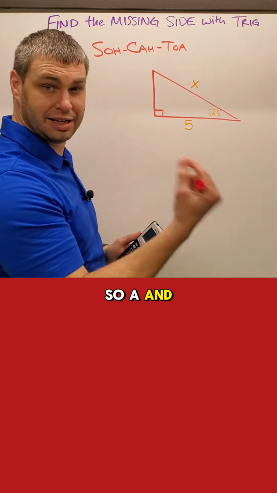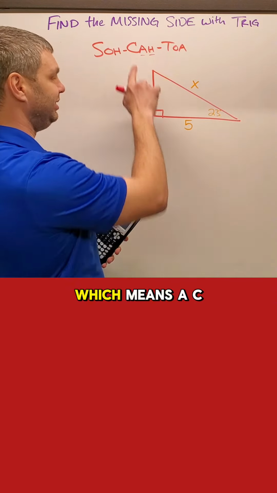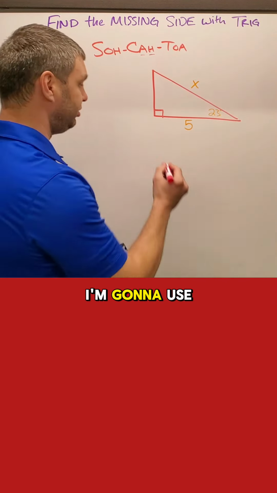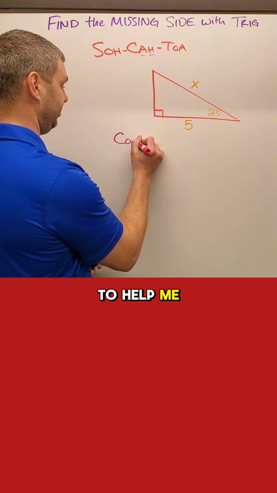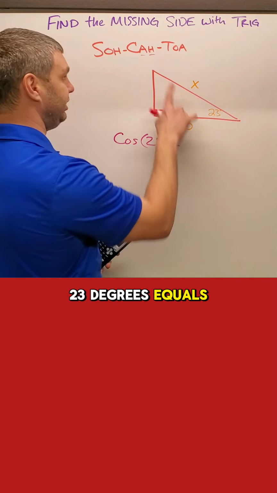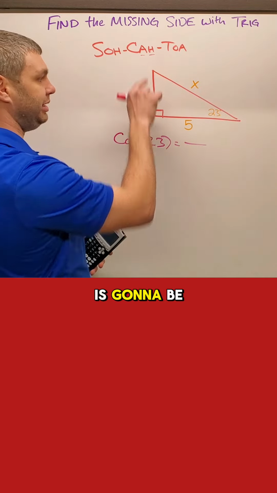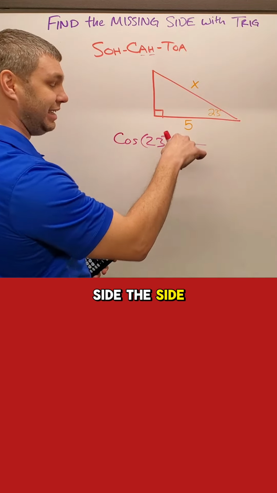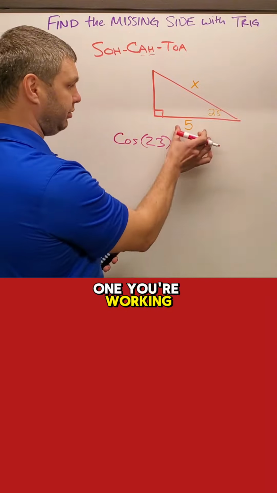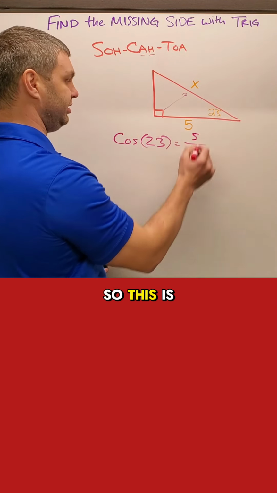So A and H are the two letters I'm using with that, which means that C is going to stand for cosine. I'm going to use a cosine equation to help me out. I'm going to say cosine of my angle, 23 degrees, equals, then the order of the letters also matters. So this is going to be a fraction. On the top of the fraction is going to be the A. That's the adjacent side, the side next to the one you're working with, in this case 5. And the hypotenuse, remember, is always across from a right angle, so this is going to be X.